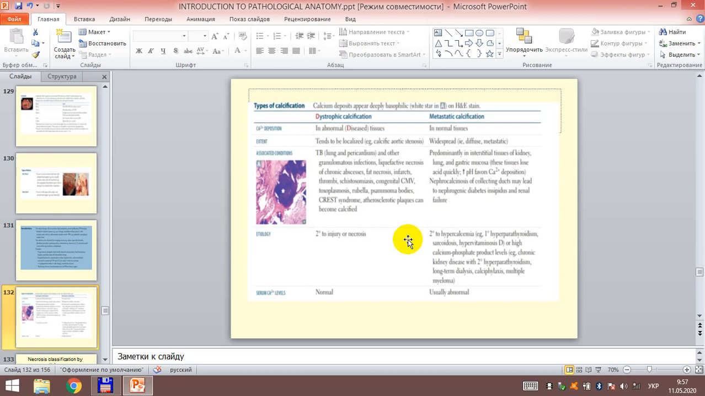Etiology: dystrophic calcification develops from injury or necrosis; metastatic calcification is due to hypercalcemia or high calcium-phosphate product levels, chronic kidney disease with hyperparathyroidism, long-term dialysis, calciphylaxis, multiple myeloma.